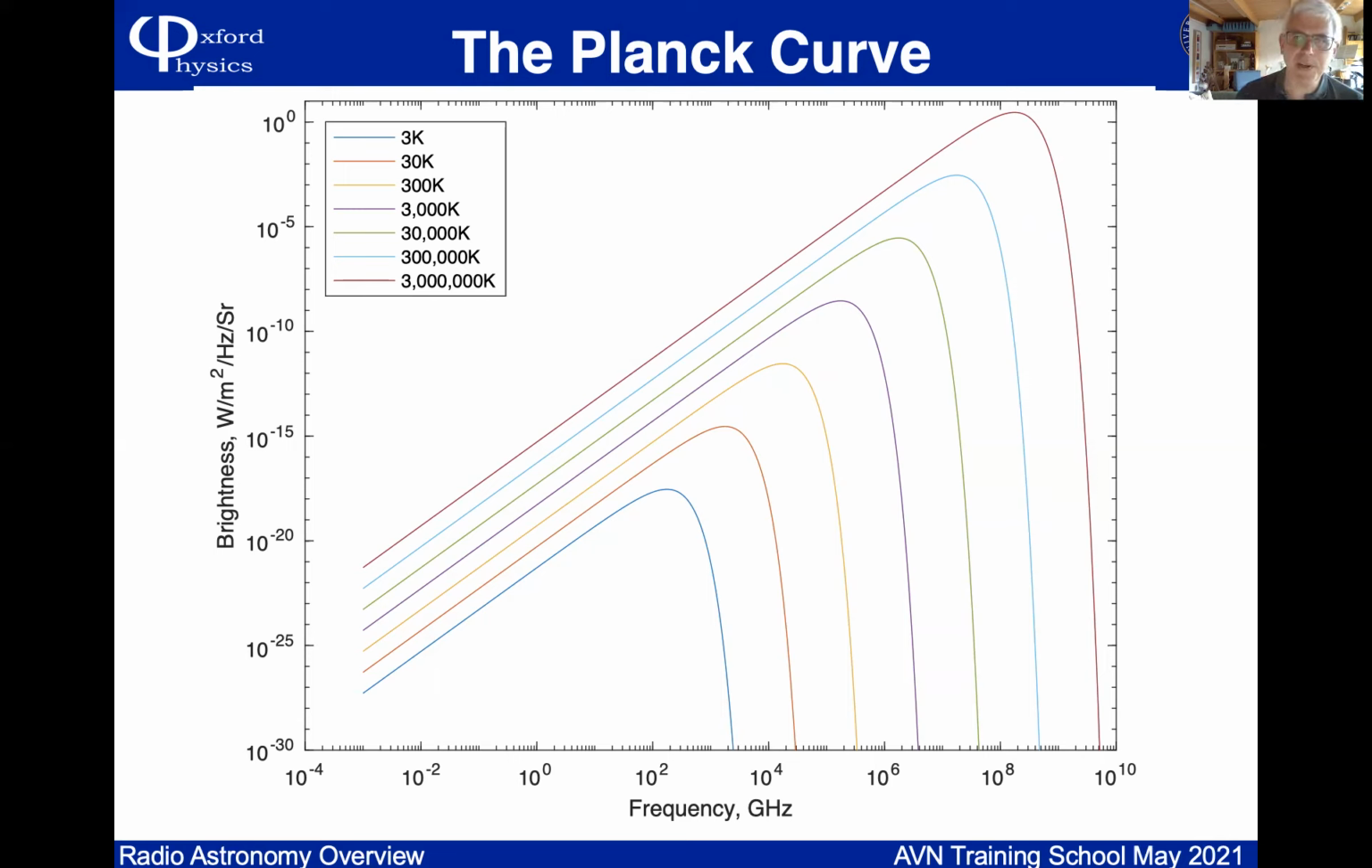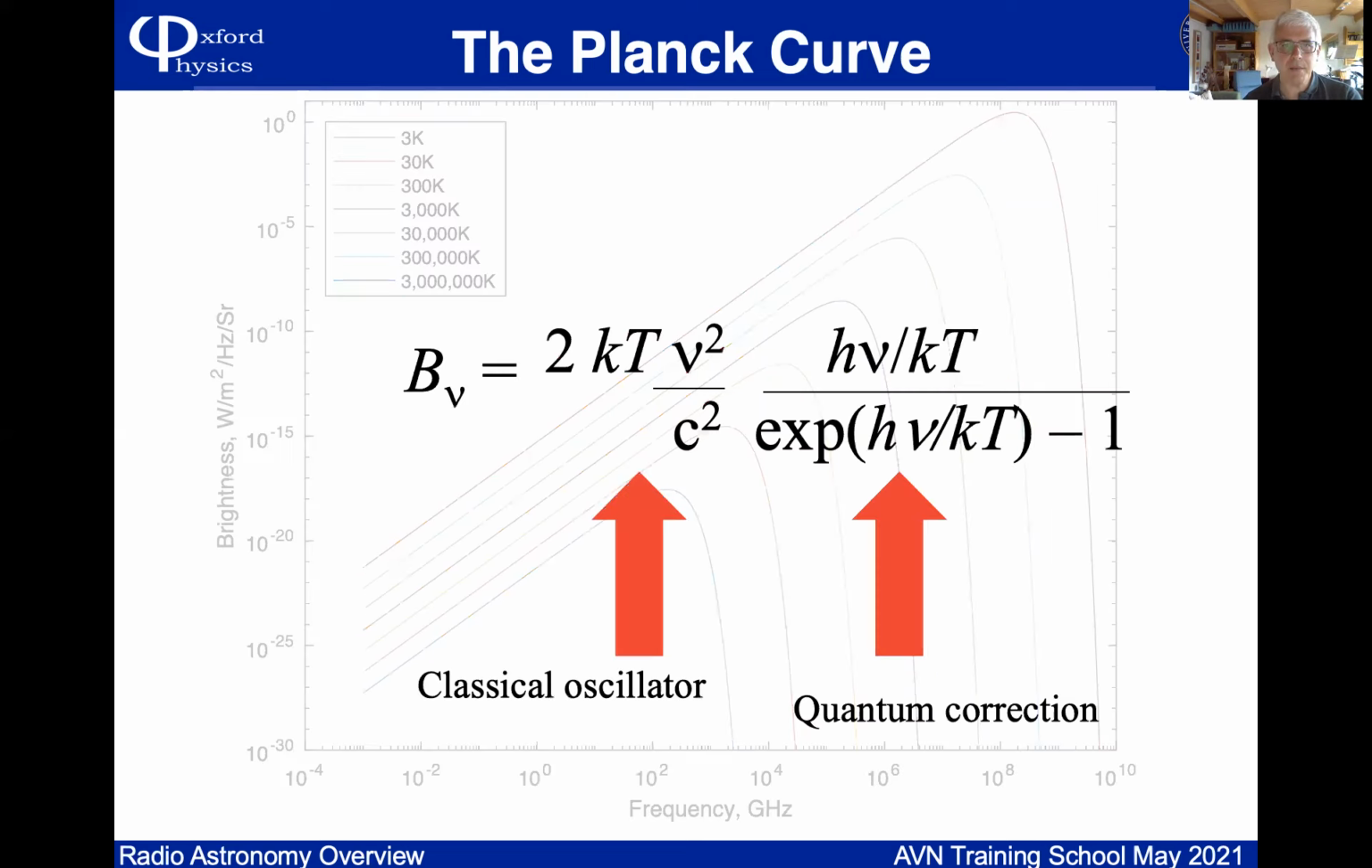But if you think about the Planck radiation curve that describes the radiation from a black body, a radiating object, here's the radiation curves for a set of objects, basically spanning the temperatures of everything you're likely to find in the universe, from the temperature of the microwave background up to the temperature of X-ray emitting gas. You can see that the shape of the curve has these two parts.